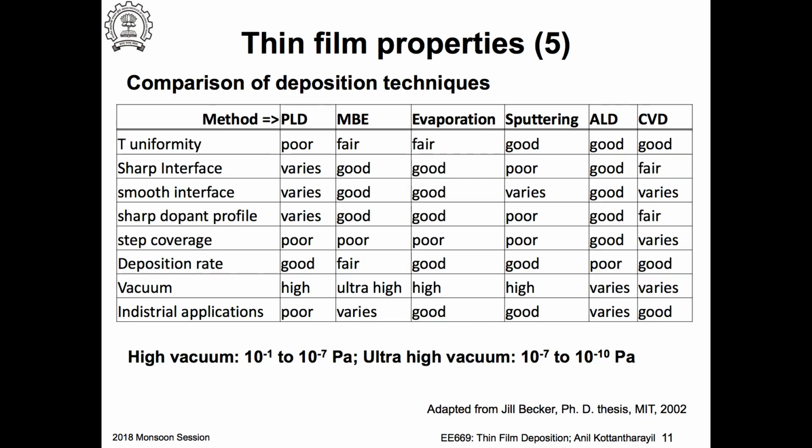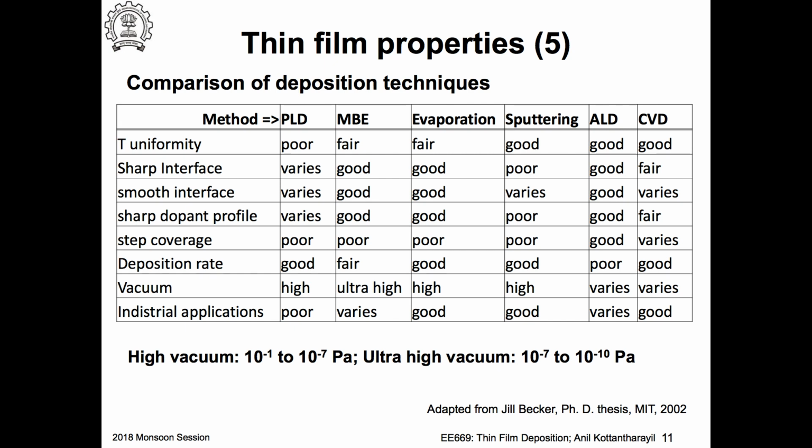This is something that I would leave you to go through. Here we will see the vacuum as high and ultra high. We are talking about high vacuum in the range of 0.1 to 10 raised to minus 7 Pascal, and ultra high vacuum in the range of 10 raised to minus 7 to 10 raised to minus 10. The importance of this we would see shortly.